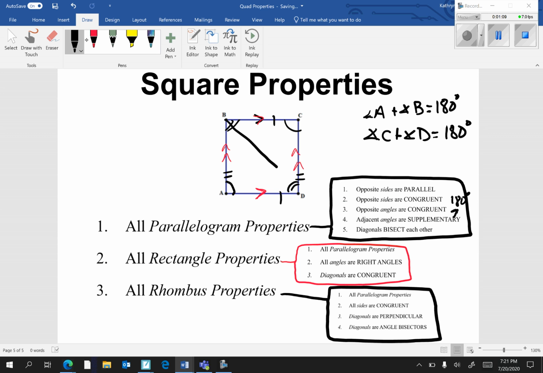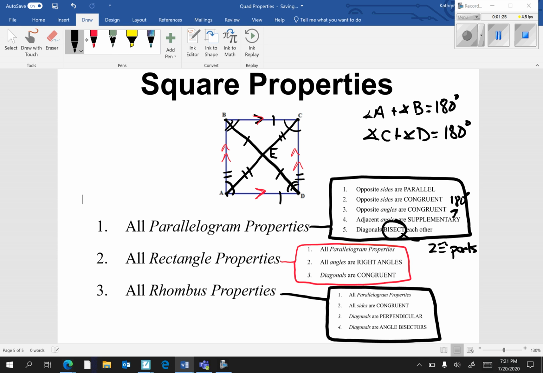So if I drew in diagonals, they bisect each other at E, then BE is congruent to ED, and AE is congruent to EC. Again, bisect means it creates two congruent parts.